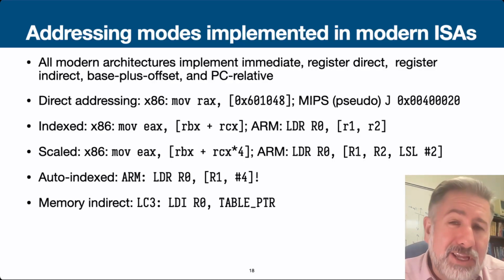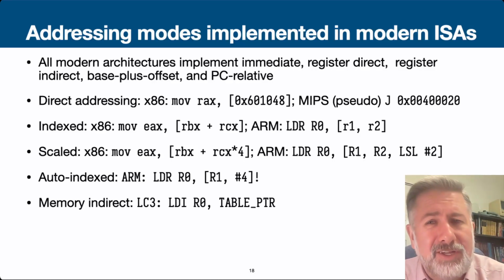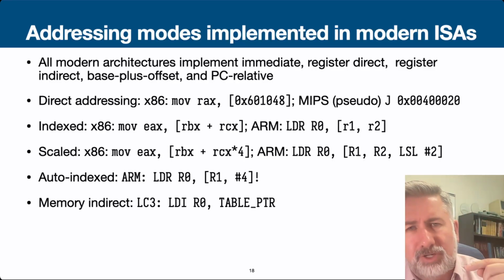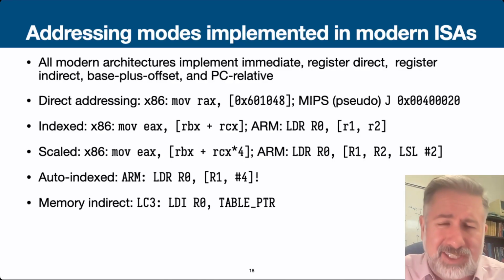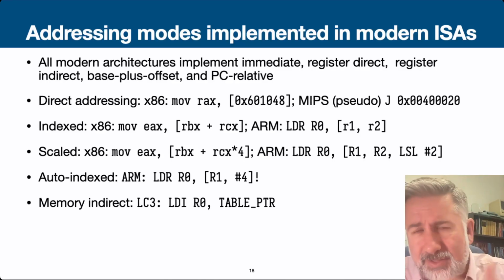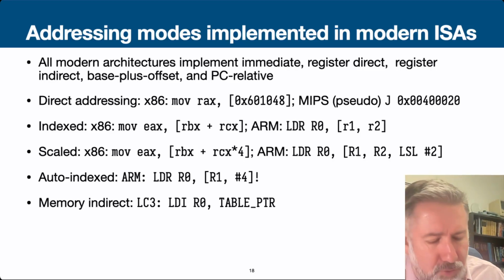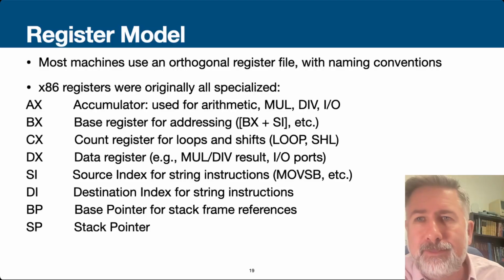And then memory indirect, again, is very uncommon, but LC3 implements memory indirect if you want to look at it. It points to an address, and then that address points to an address. This is a common structure in assembly languages. We do this all the time with vector tables and stuff. But to have it actually implemented as an addressing mode in an instruction is somewhat rare.